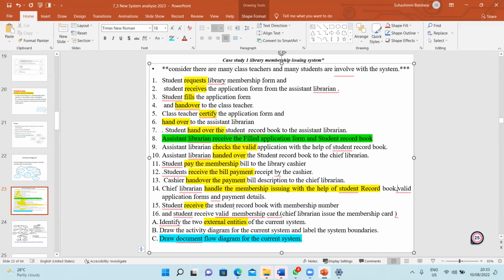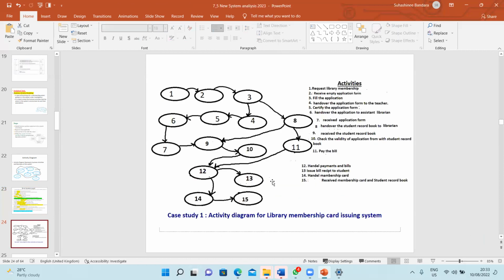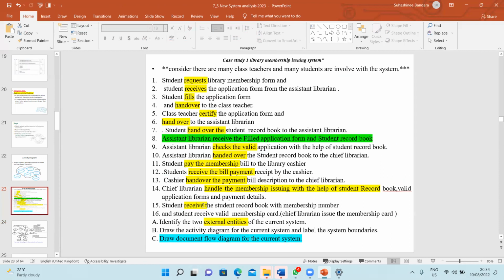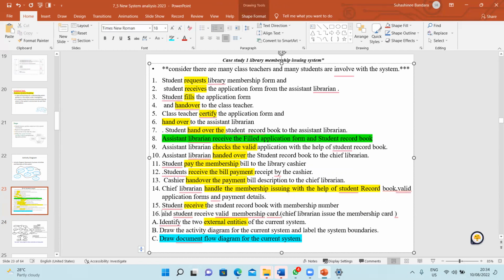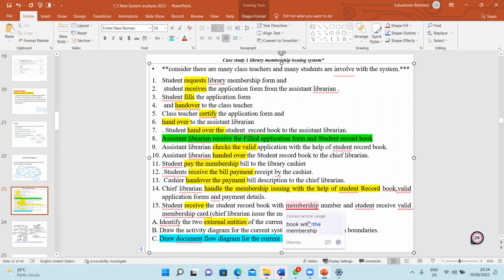Okay. Student receive the student record book with the membership number. Receive the membership card, student record, 15th one. So if there is a verb, then we are going to add it. Then student received the valid membership. 16 is also not there. 16 is coming to the other one. Altogether 15. Okay. So altogether 15 are there.